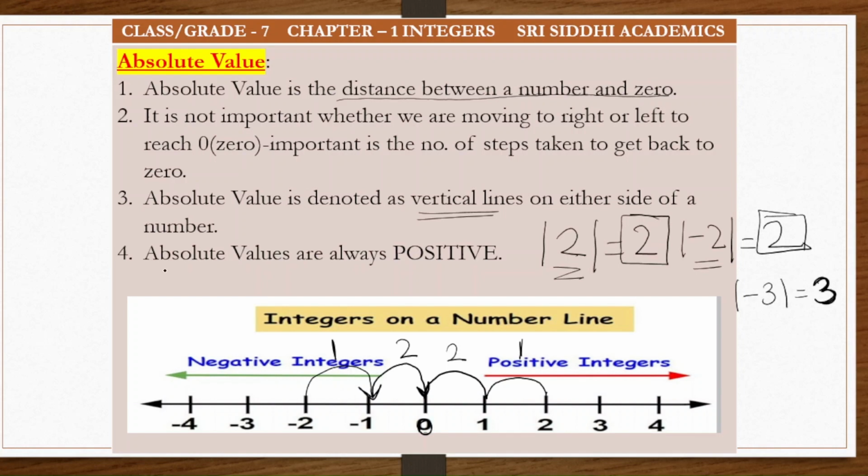So that is why absolute value is always positive. This last point here, the fourth point, says absolute values are always positive. Yes, because the steps that you will take to reach 0 will always be positive. Steps will never be negative. So that is why the absolute value of any number is always positive.